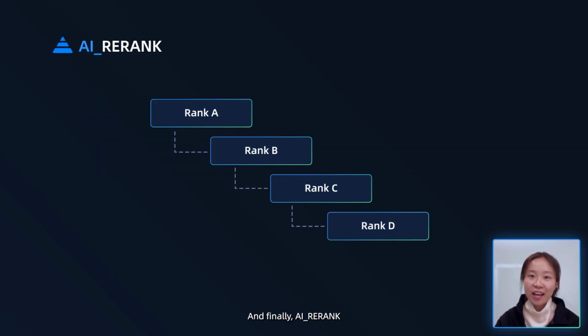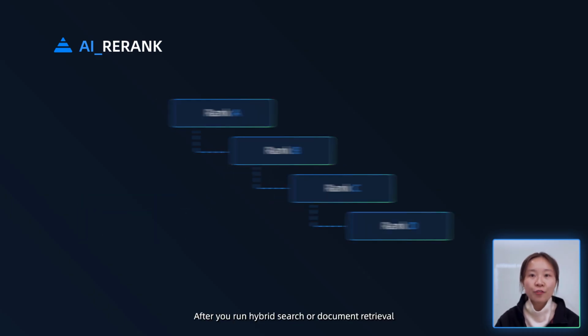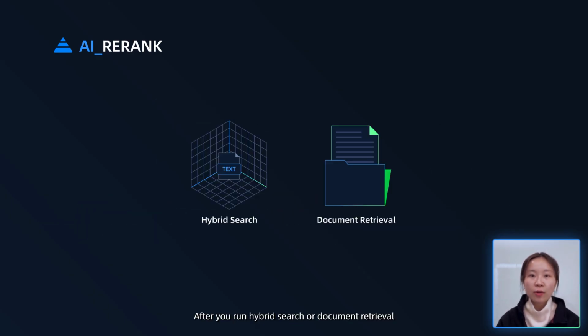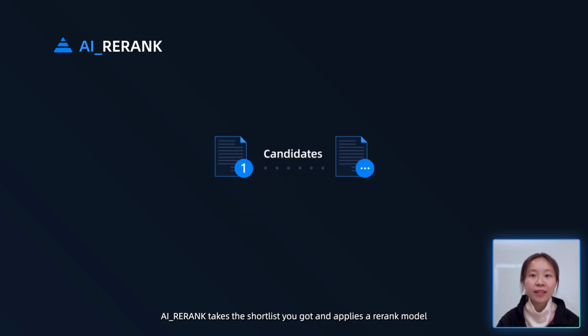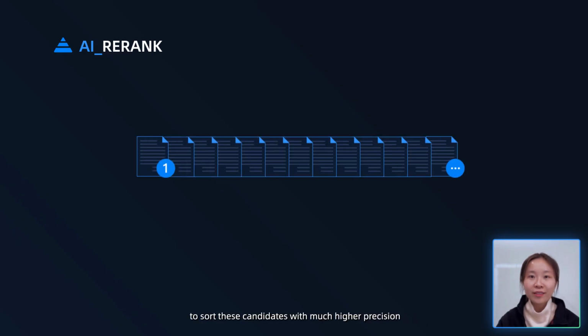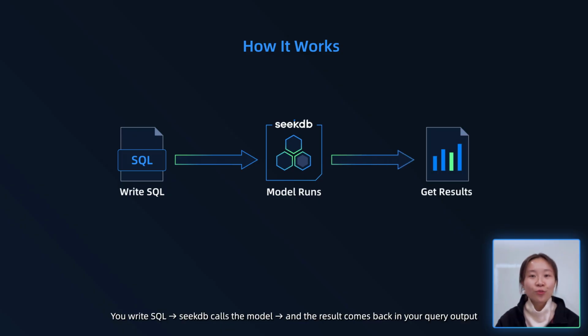And finally, AI_RERANK. This one works as a post-ranking step. After you run hybrid search or document retrieval and narrow the results down to a small candidate set, AI_RERANK takes the shortlist you've got and applies a re-rank model to sort these candidates with much higher precision. All of these functions work the same way. You write SQL, seekdb calls the model, and the result comes back in your query output.